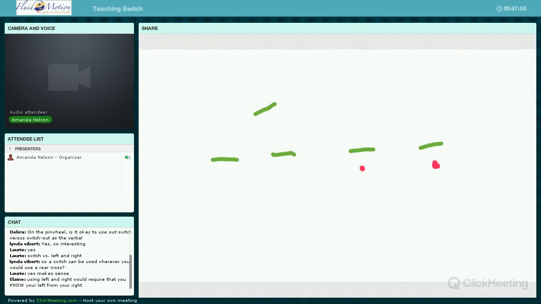Using your left and right requires that you know your left from your right, and that is true. And that is why I use switch in here, because I know switch means go away, here means come to me. I don't have to think about it.